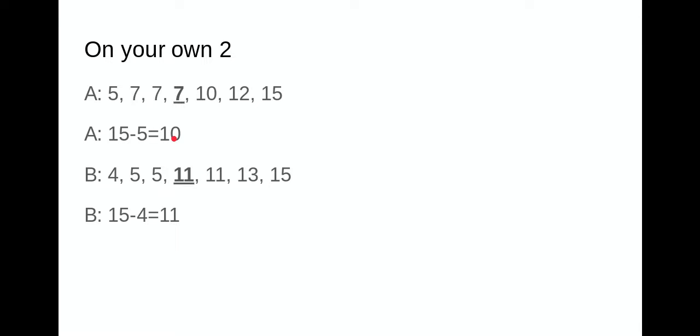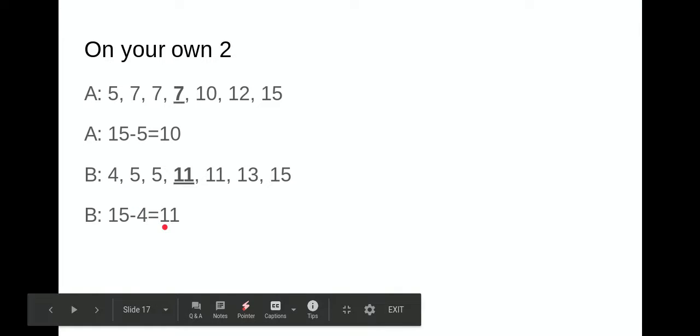Next, let's take shelter B, put them in order. Our median is 11. And now let's find our range of shelter B. You got 15 minus 4, which is also 11.